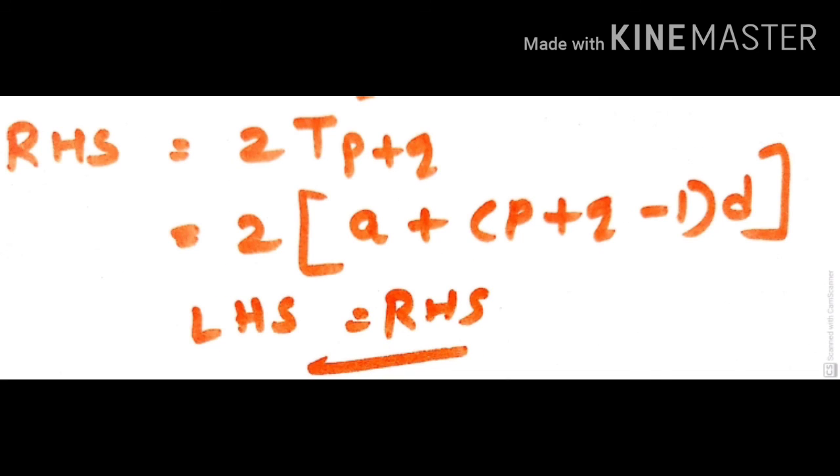Now we take our right hand side. This is 2 times T of P plus Q. So our Tn formula you have to use as T of P plus Q, replacing n with P plus Q. So the formula is A plus P plus Q minus 1 into D. So you compare your left hand side and right hand side, you will find they are the same. So we have shown here LHS is equal to RHS.